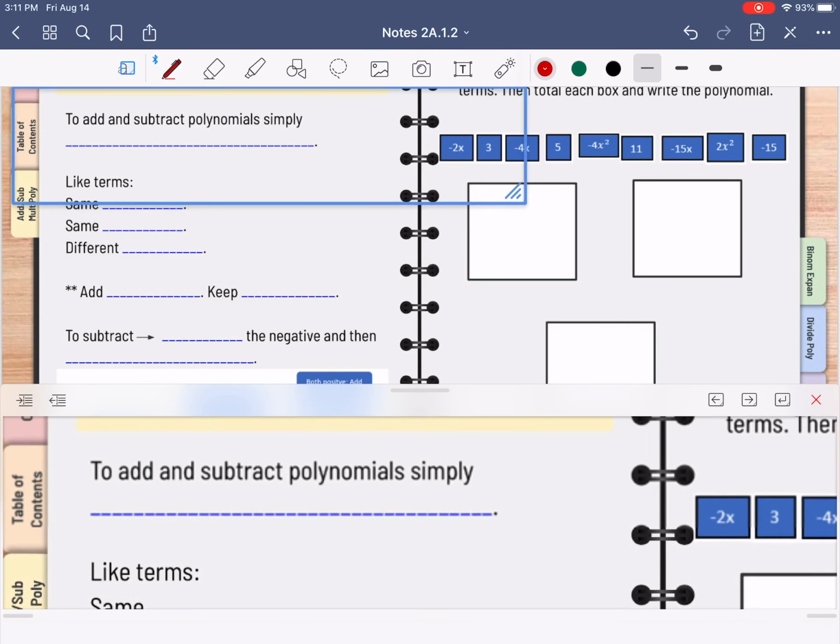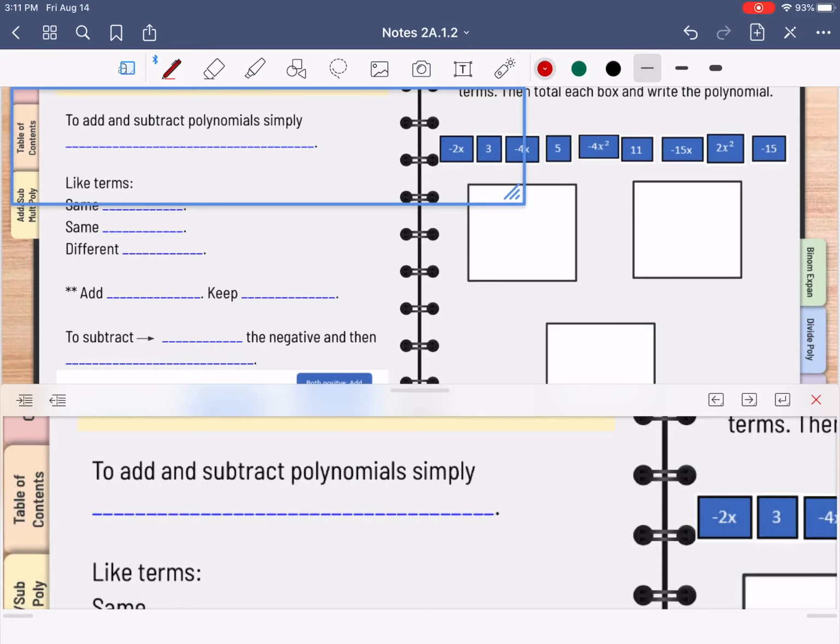Okay. All right. So today we're adding and subtracting polynomials. It's not new. It's review. It's stuff you guys have done before. It should be pretty easy. So to add and subtract polynomials, simply combine like terms.